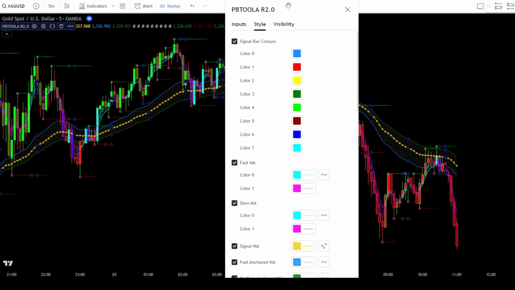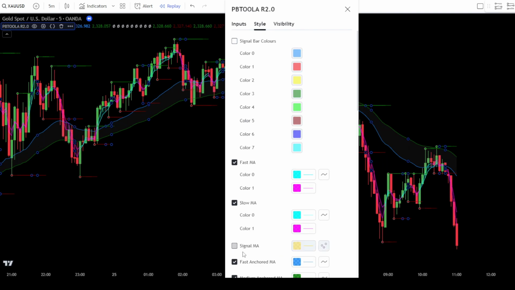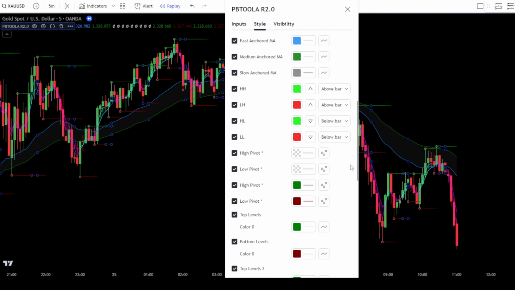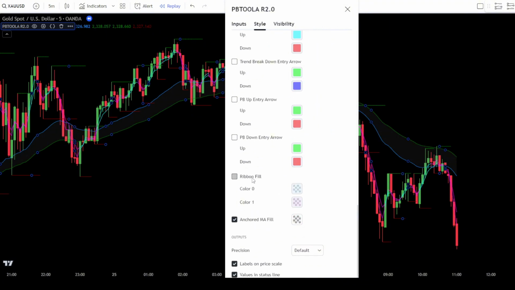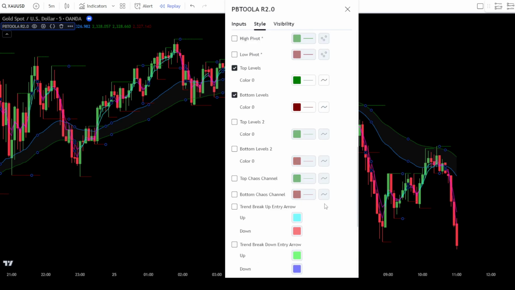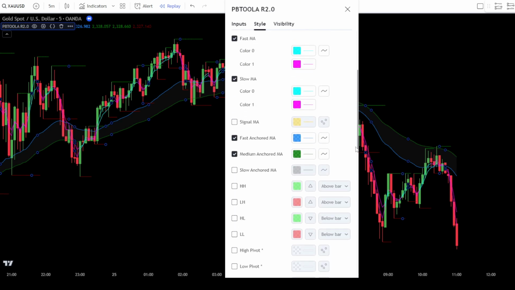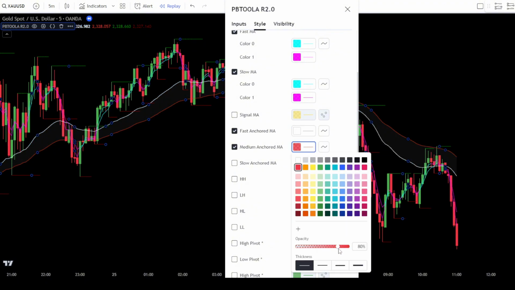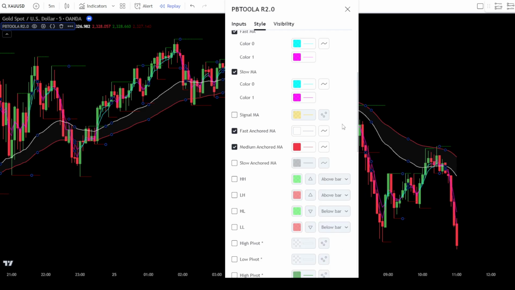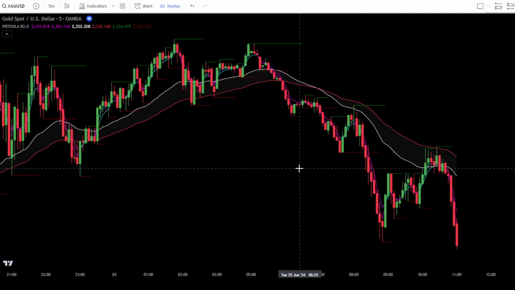Next, go to the Style tab. In the Style tab, uncheck all options except Fast EMA, Slow EMA, Fast Anchored MA, Medium Anchored MA, Top Levels, Bottom Levels, and Anchored MA Fill. Then, change the color and thickness of the Fast Anchored MA and Medium Anchored MA lines so they are clearly visible. Once you're done, just click OK to save the changes.